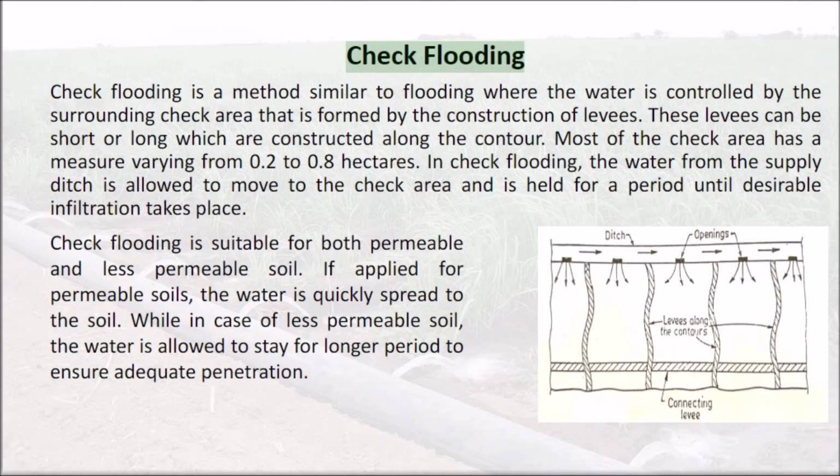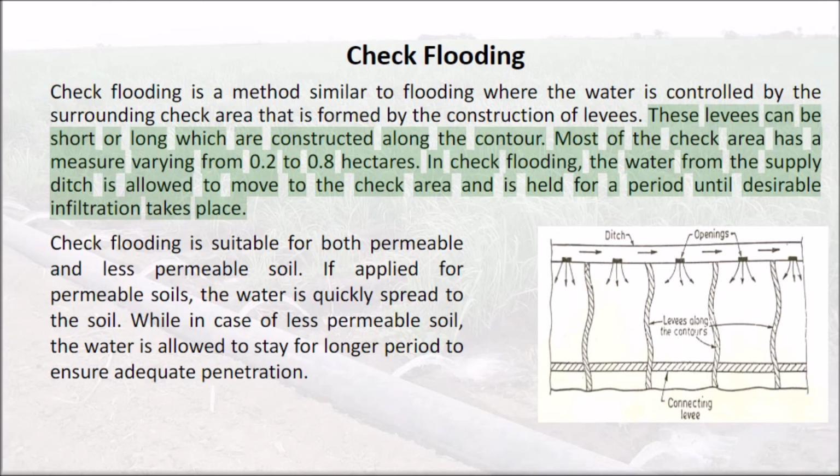Check flooding. Check flooding is a method similar to free flooding where the water is controlled by the surrounding check area that is formed by the construction of levees. These levees can be short or long, which are constructed along the contour. Most of the check areas measure from 0.2 to 0.8 hectares.